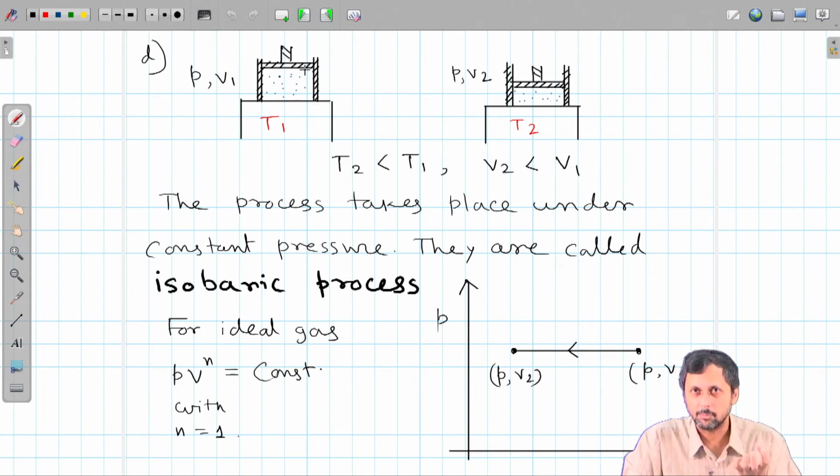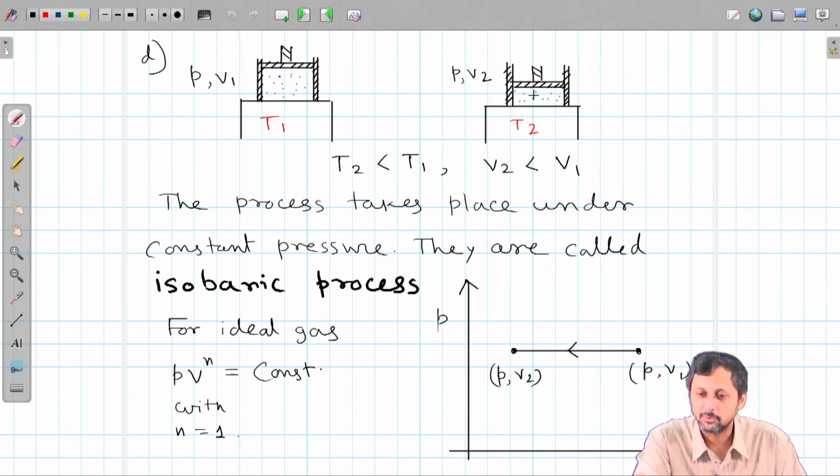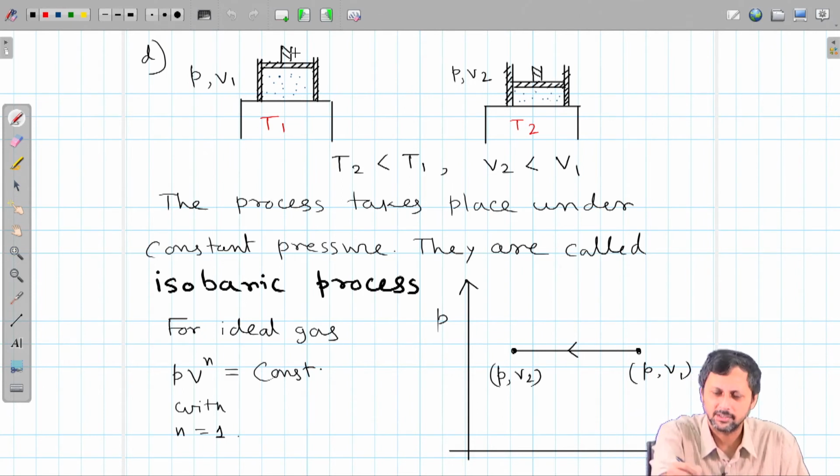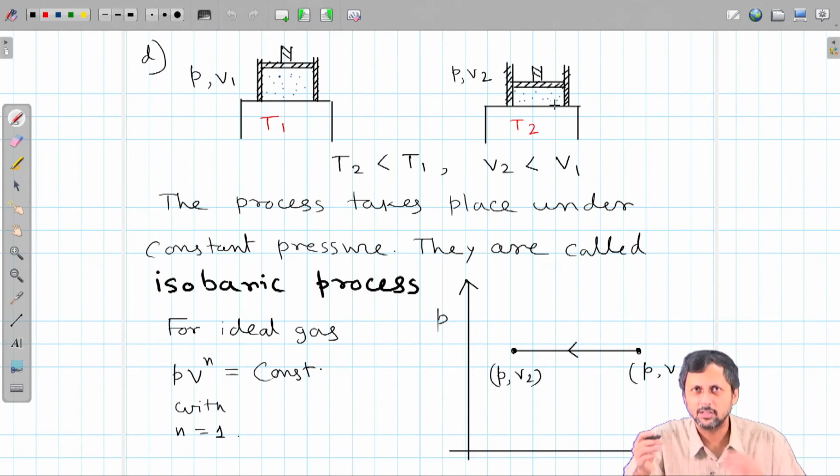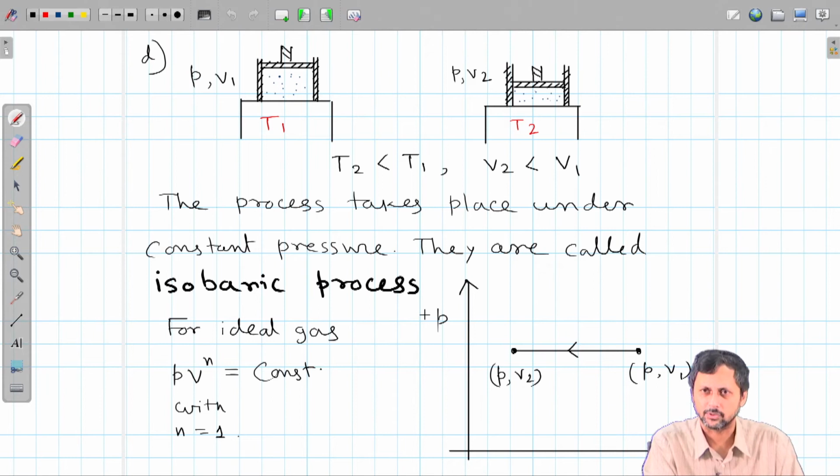initially will drop because the temperature is low, and then after a certain time the volume will be compressed such that the pressure increases again, and once again the pressure inside will be sufficient to hold this weight in floating position. So the pressure here and here is exactly the same, only the volume changes. This process which takes place under uniform pressure is called an isobaric process, and this is given by a horizontal line in this PV indicator diagram.